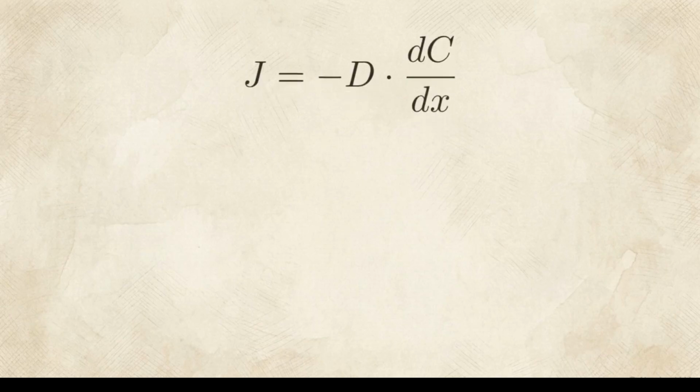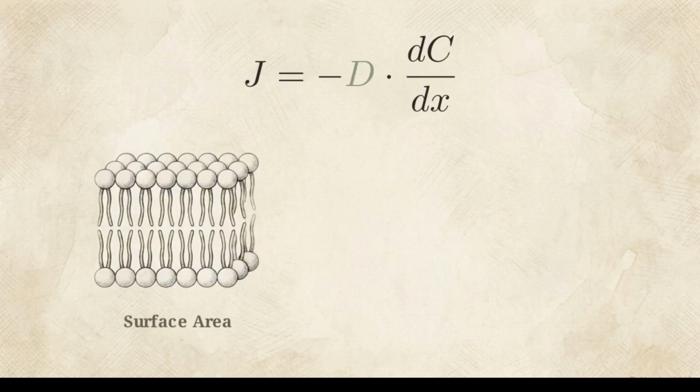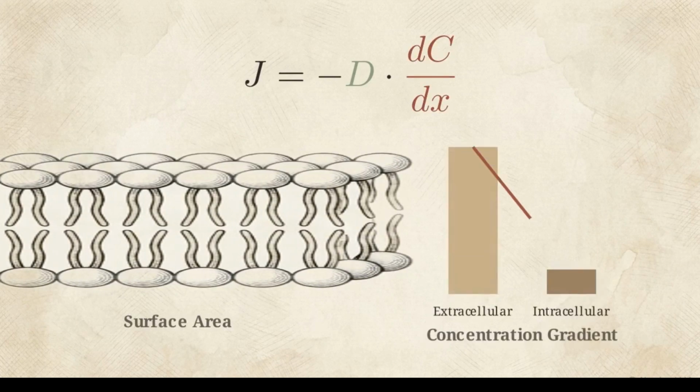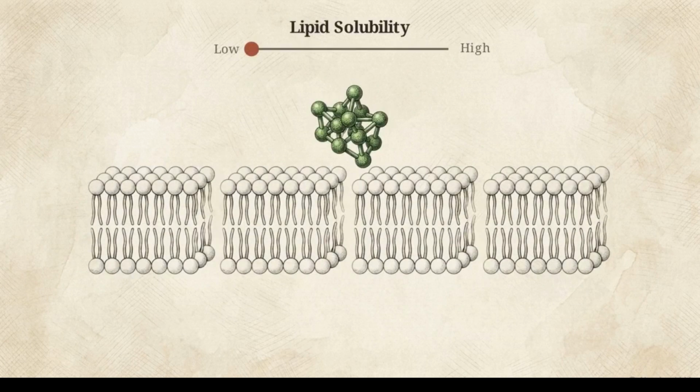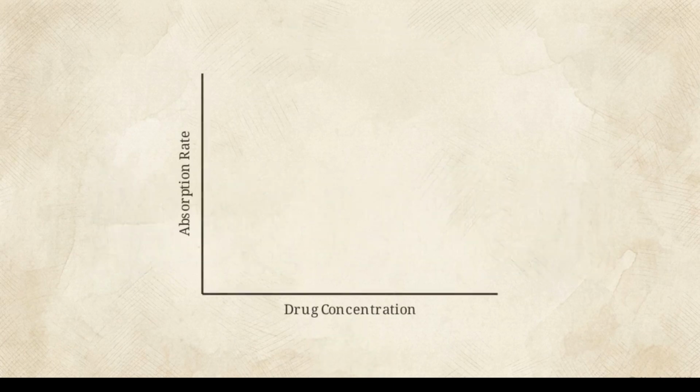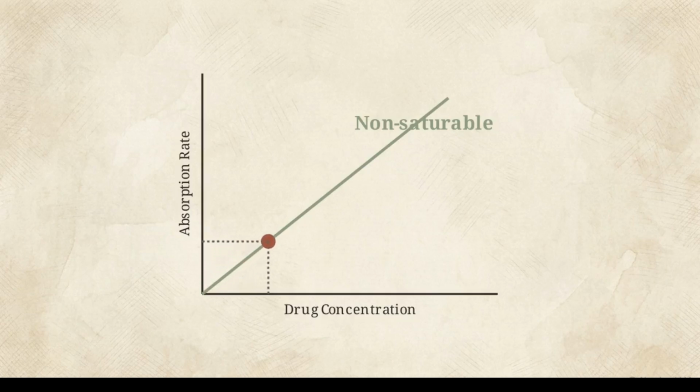Based on this equation, the absorption rate is directly proportional to 2 primary variables, the available surface area of the membrane and the steepness of the concentration gradient itself. The drug's lipid solubility, or partition coefficient, also heavily influences this rate. The more lipophilic a drug is, the faster it dissolves into and diffuses through the lipid bilayer. Because it relies purely on physics, passive diffusion offers a critical clinical advantage. It is non-saturable. As long as the concentration increases, the rate of absorption increases proportionally, without an upper limit.